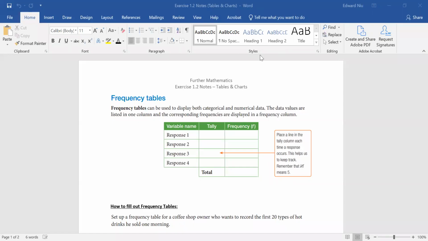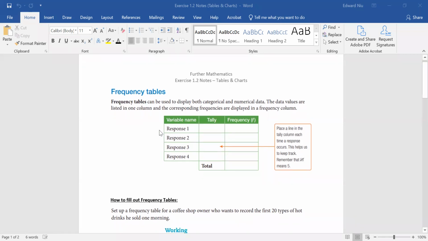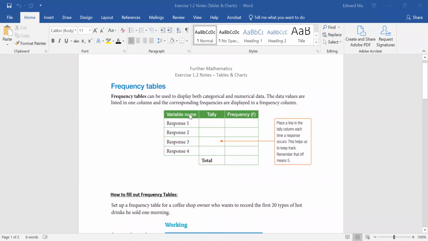Exercise 1.2 takes a look at tables and charts. The first one we're going to take a look at is the frequency table. On the far left column, we have the variable name and the responses that are possible, or that were given by the people that were surveyed. In the middle column, we have a tally, and on the far right column, we have the total frequency.